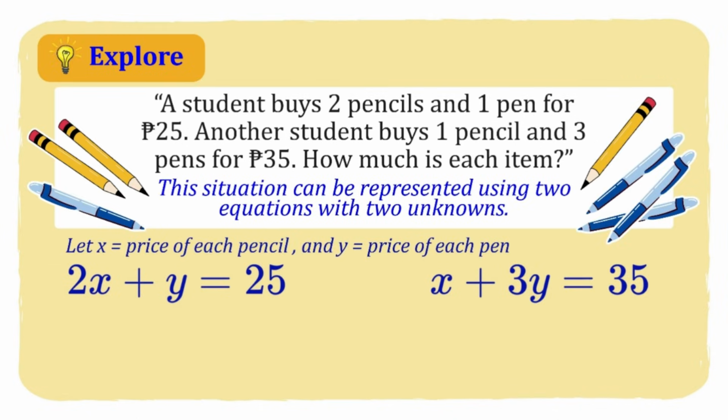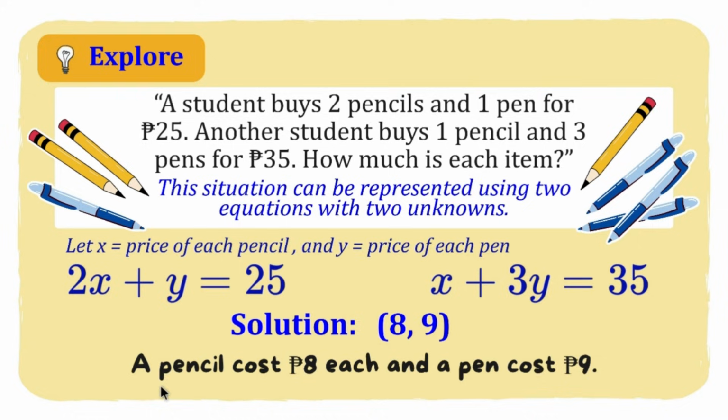Okay, so going back to our problem in the exploration part, if the solution is 8, 9, therefore, we can say that a pencil costs 8 pesos since x is equal to 8. And then a pen costs 9 pesos since y is equal to 9. Ito na po yung ating solution sa ating problem.